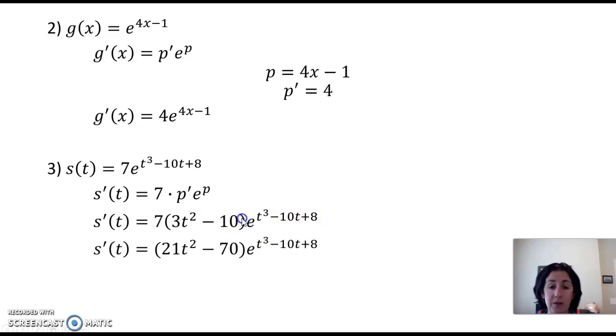Now, I want you to note that this set of parentheses here and this set of parentheses here are very important, because you're taking the entire p prime times e to the p. If you didn't have this parenthesis right here, then it would look like you're just multiplying it by 10. Same thing here, if you didn't have that parenthesis there, then that e is only being multiplied by the 70 and not the 21t squared as well.